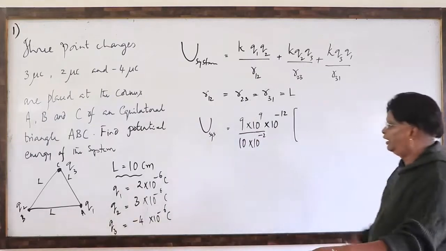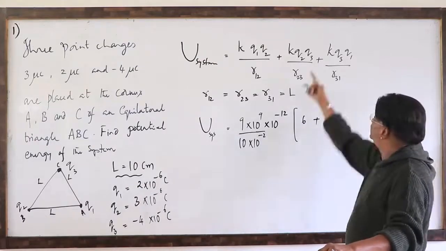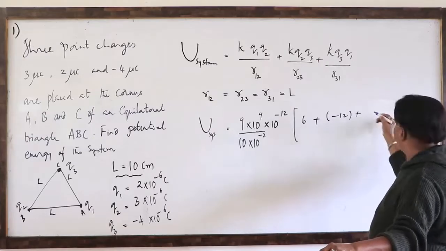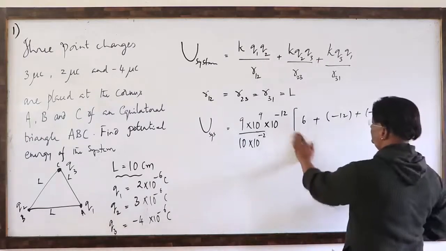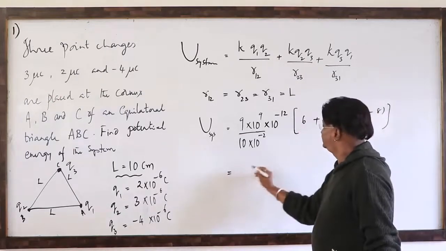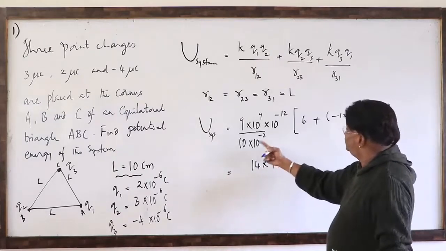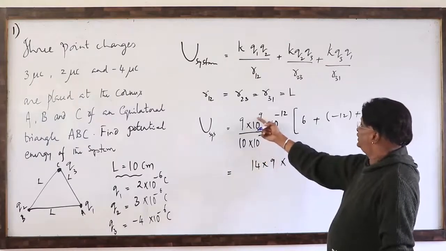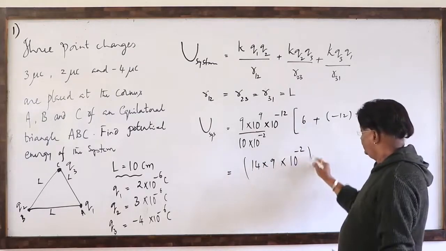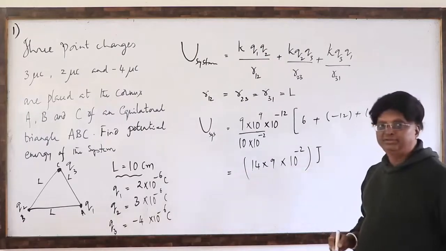So this is the substitution. Already we have taken the 10 raised minus 12 common, therefore Q1 Q2 is 6, plus Q2 Q3 is minus 12, plus Q1 Q3 is again minus 8. And therefore the final answer: 6 minus 20 gives minus 14. So this is 14 times 9, with all the other factors like the multiples, 10 raised minus 12 divided by 10 raised minus 1 gives 10 raised minus 2. And not to forget the unit, the SI unit of energy, this is 14 times 9 joule.